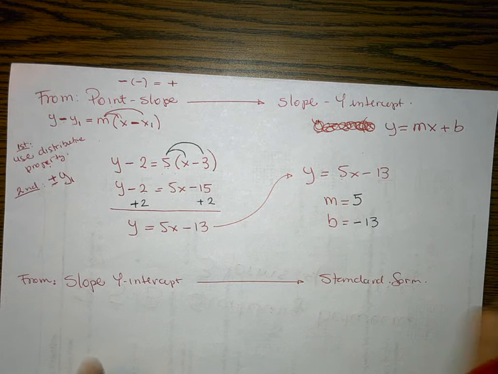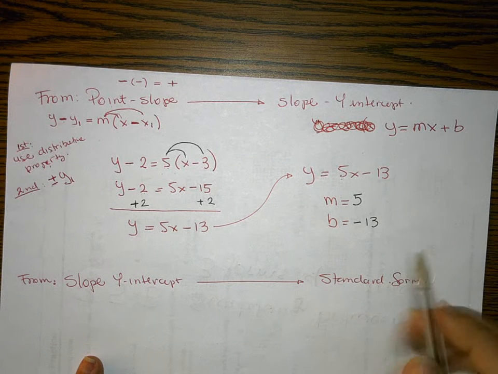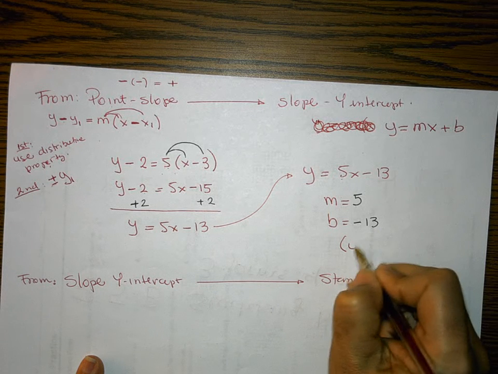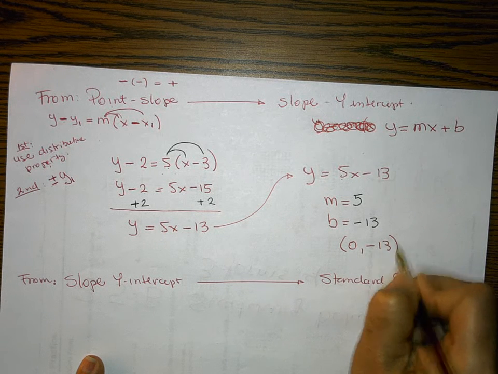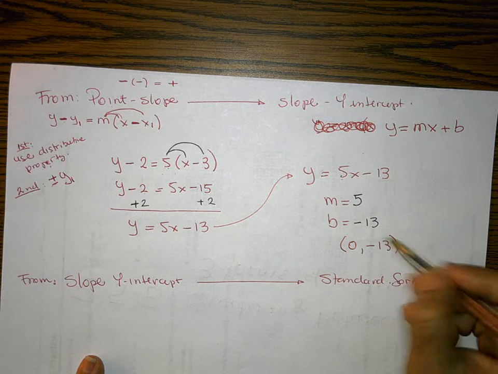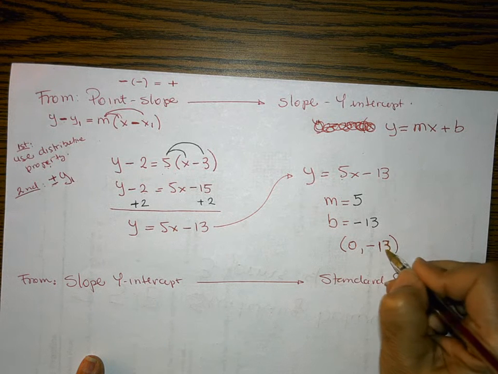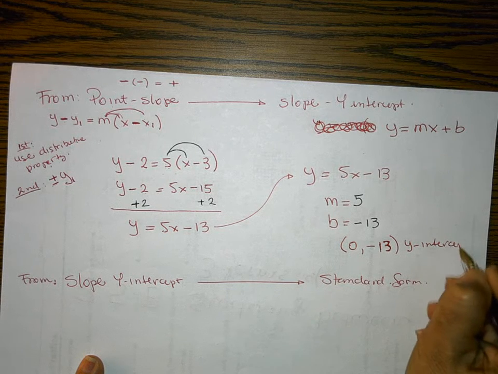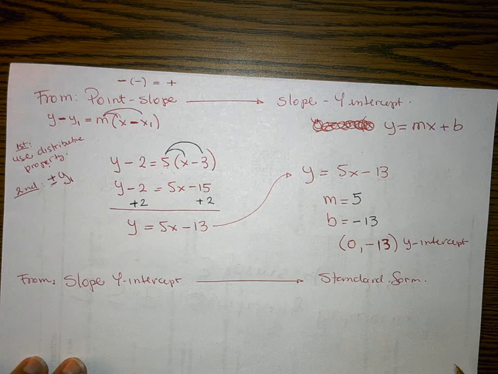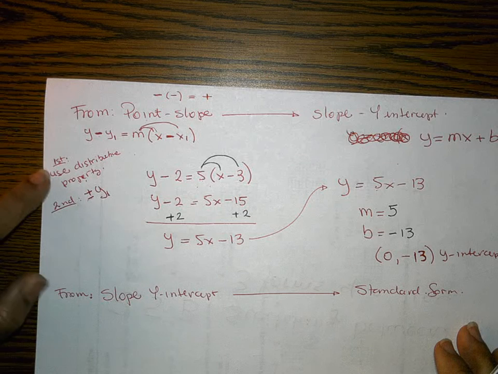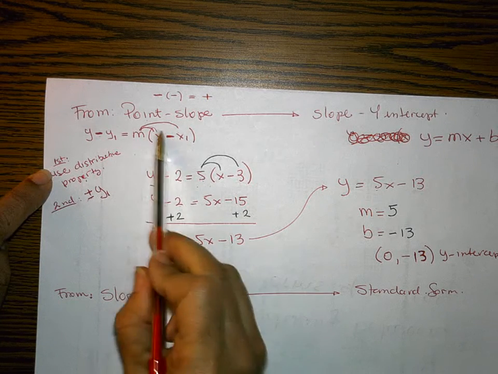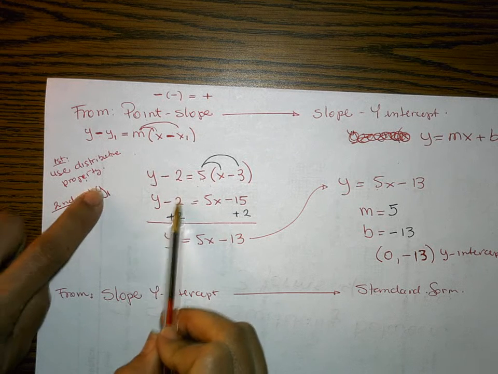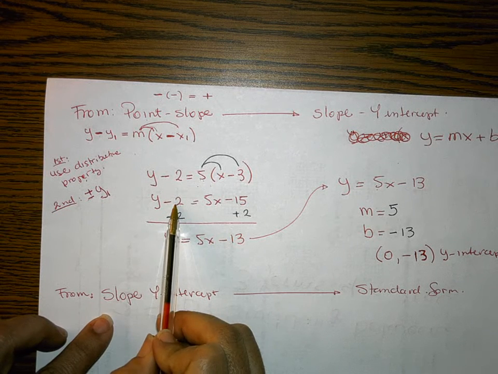As a matter of fact, you know how to write this. If I'm touching the y-axis, that should be 0, negative 13. We are dropping down negative 13 on the y-axis. That's why it's called our y-intercept. So there we go. The steps are always the same. Use the distributive property with your slope, and then you add or subtract your y1 value, whatever that y1 value is. We're going to do the opposite, add or subtract.